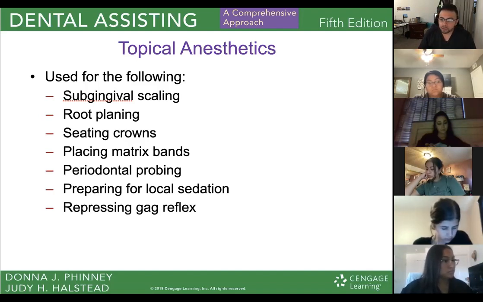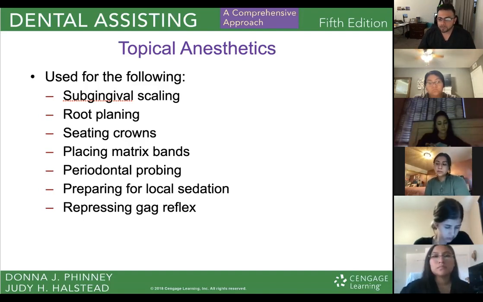It's also used for periodontal probing, let's say they're really sensitive, preparing for local sedation, or suppressing the gag reflex. A lot of times when we have to take x-rays on a patient and a patient has a really bad gag reflex, we can actually use a topical, it's like a spray that we can use to suppress their gag reflex that way.